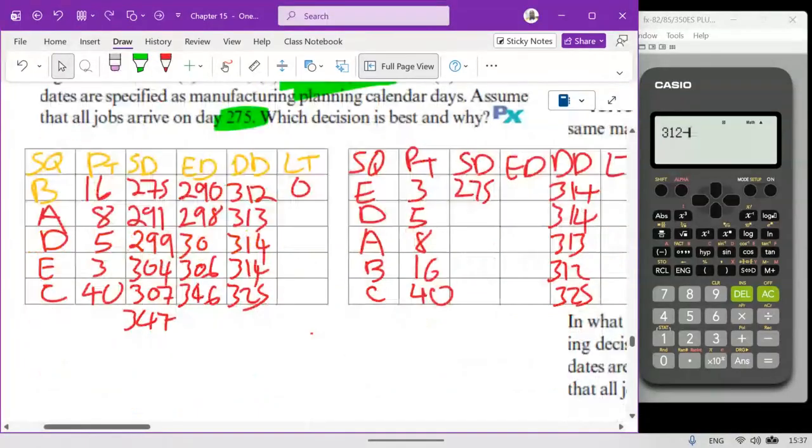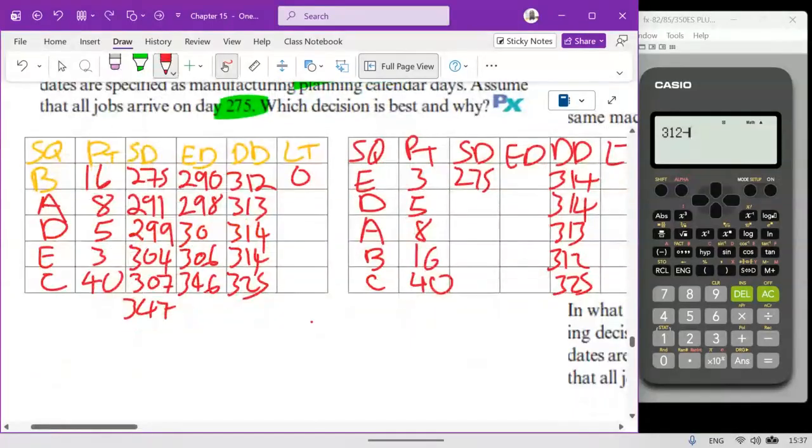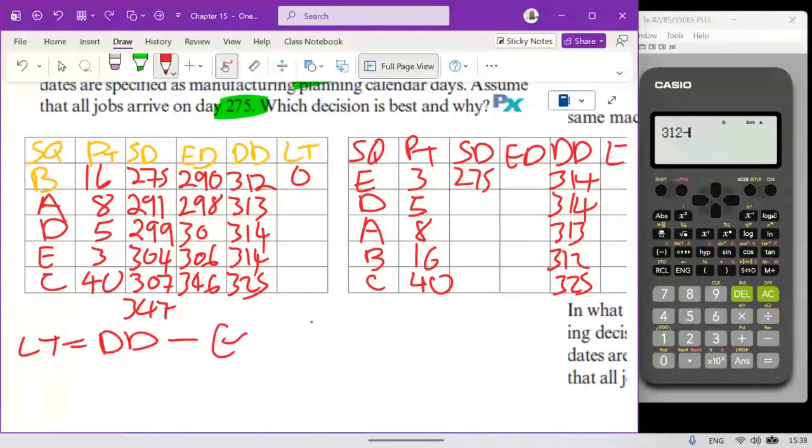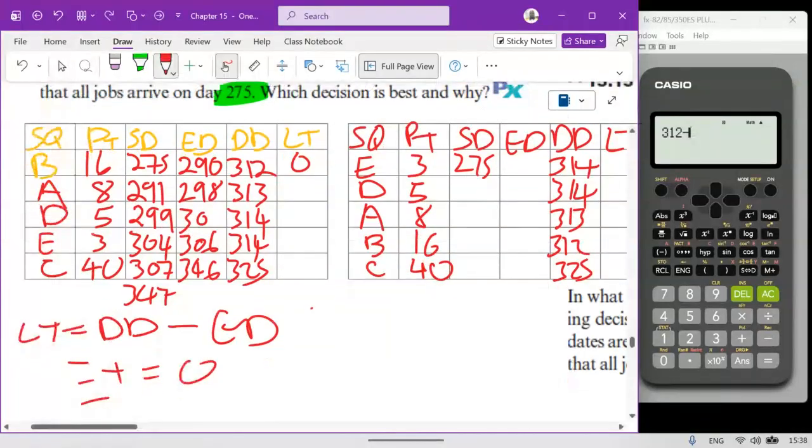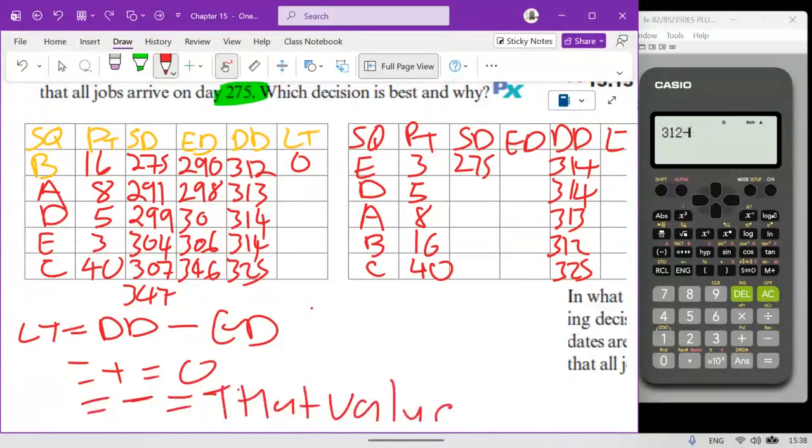lateness, guys, is found by LT. It equals due date minus end date or flow. If the answer is positive, therefore it equals 0. If the answer is negative, then we write that value. So in this case, 312 minus 290, we're getting a positive figure.